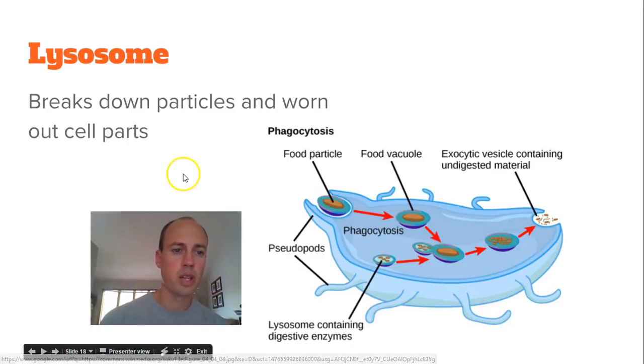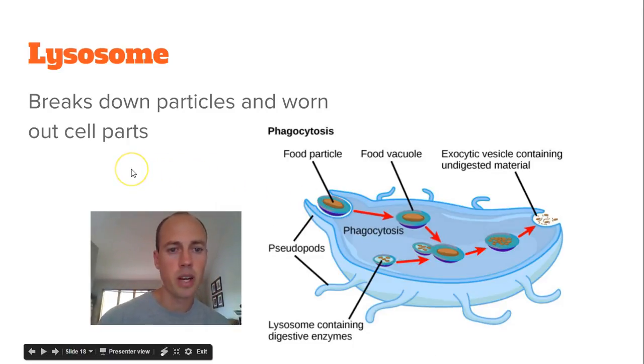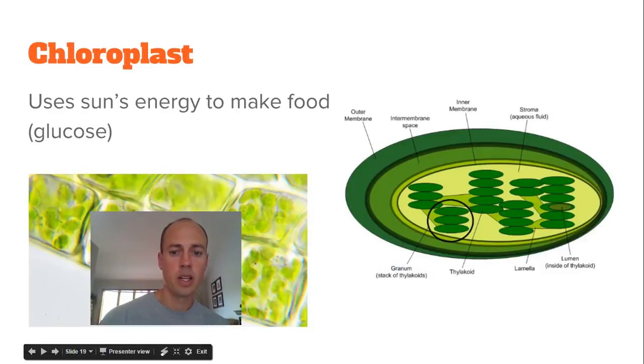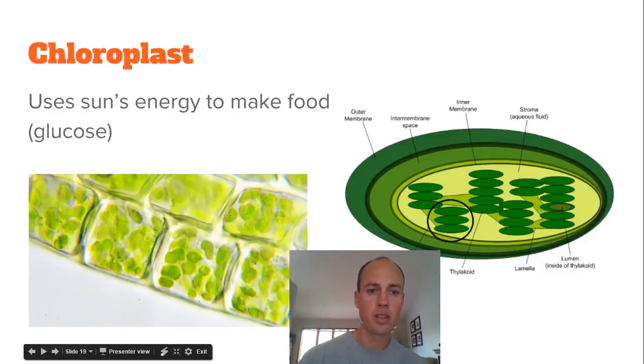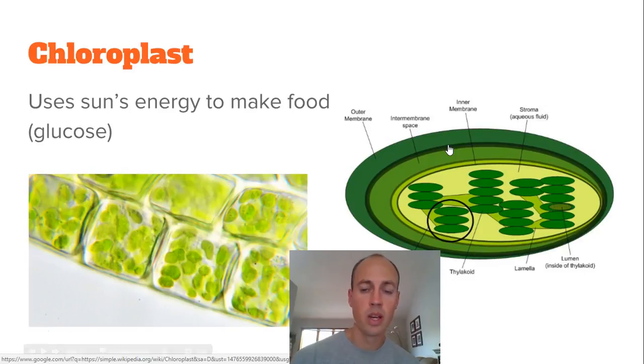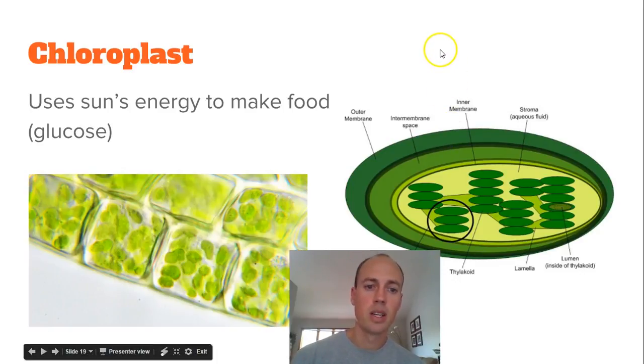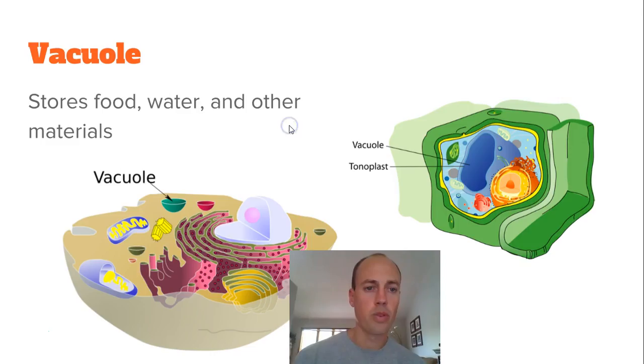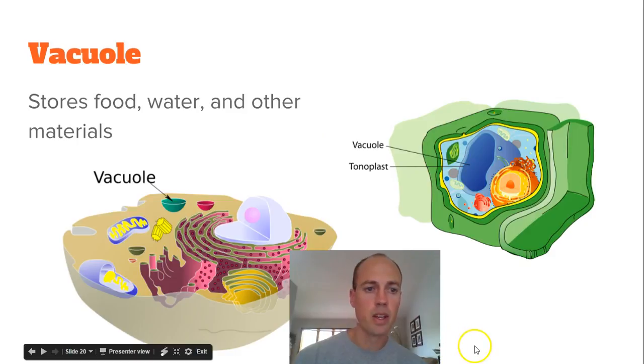Here's a picture of a lysosome, another organelle. This lysosome is kind of like the garbage collector. It breaks down particles and worn out cell parts, takes them out. So yeah, that's what lysosomes are. Chloroplasts use the sun's energy to make food, so only plants and photosynthetic bacteria and other organisms that can make their own food have these chloroplasts as an organelle, and it also gives that green color that plants have.